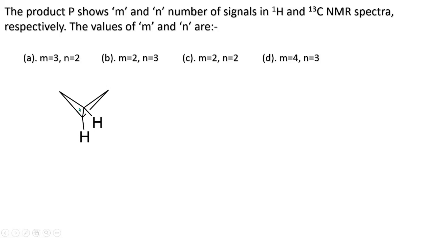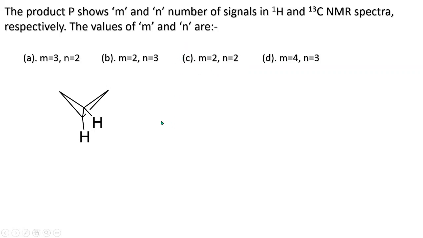If you don't look at the molecule carefully, you may give the wrong answer. How? If you see, these two protons and these two protons are equivalent, so we will get one signal, and for these two protons we will get another signal. For carbon also, these two are similar and these two are similar, so you may think option C, 2, 2, will be the correct answer, but option C is the wrong answer.